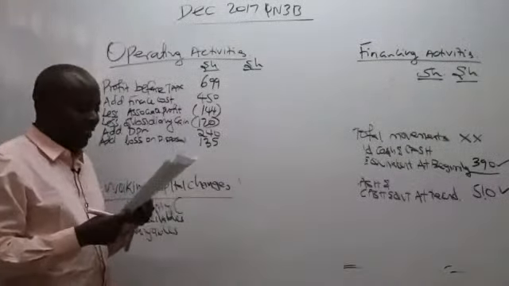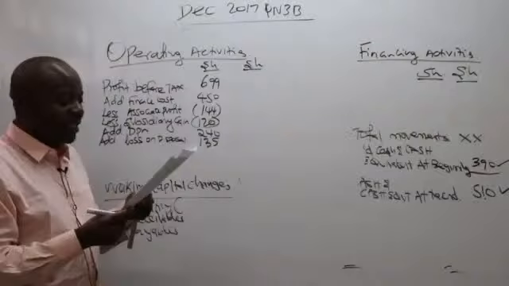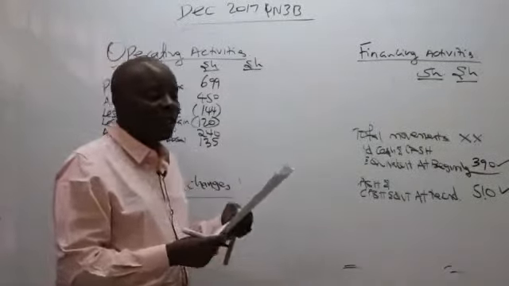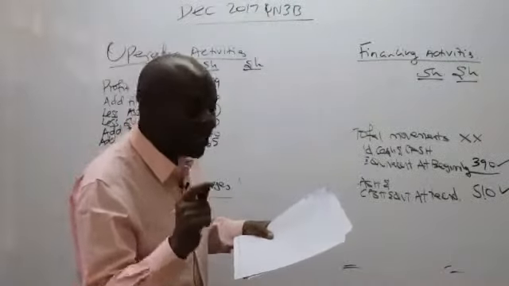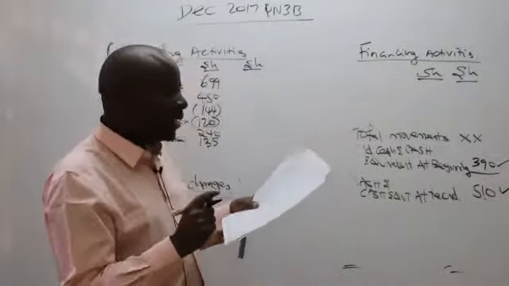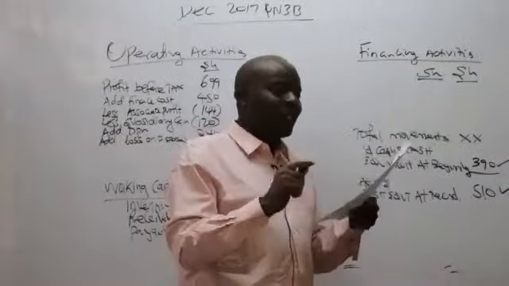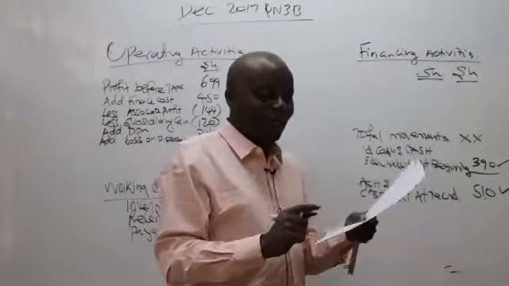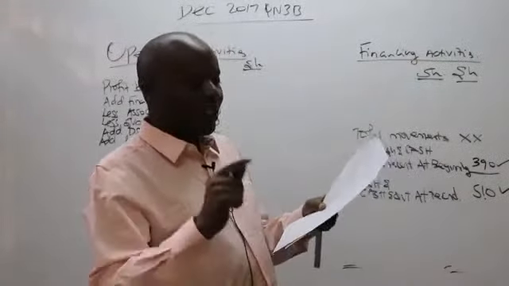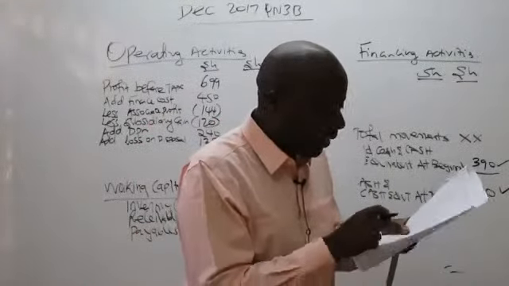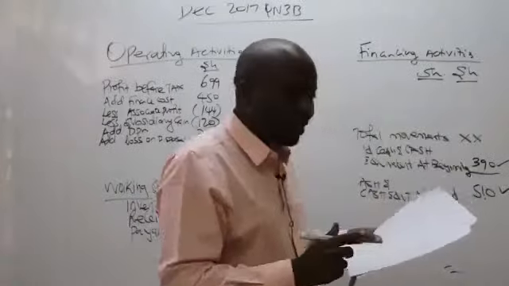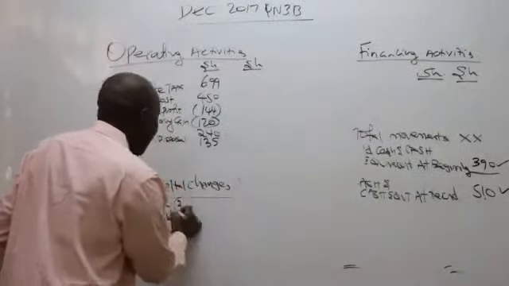Kutoka kwa balance sheet. Inventory. Angalia current assets. Opening ya 2016. 2017 ndio closing, 2016 ndio opening. Opening pale nikiangalia vizuri ni 3090. So opening hapa ni 3090.